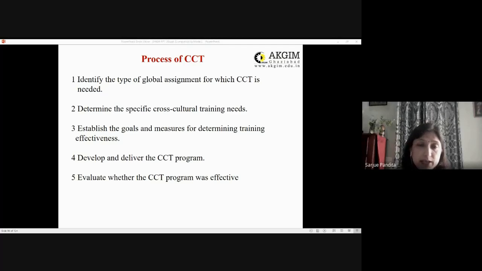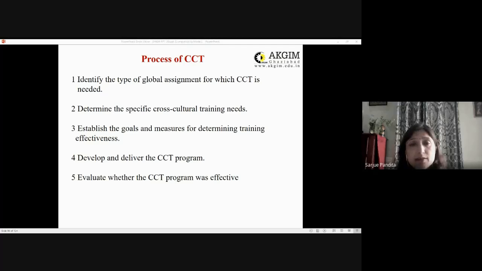Then is assignment analysis. We have already discussed assignment, on the basis of whether you have sent a person on a technical assignment, a functional assignment, a development assignment, or a strategic assignment. So based on the type of assignment, you are going to analyze the type of CCT.